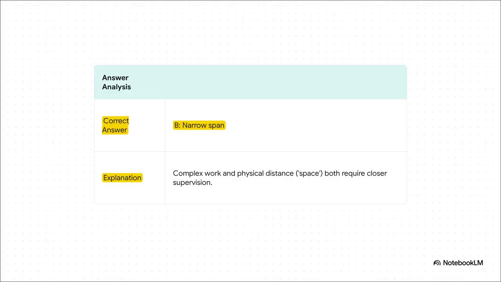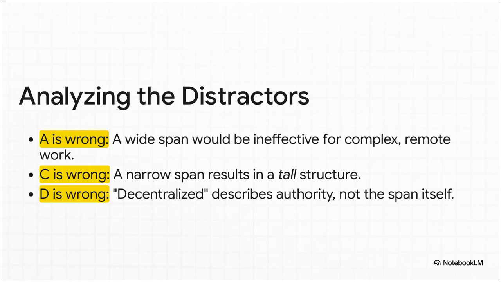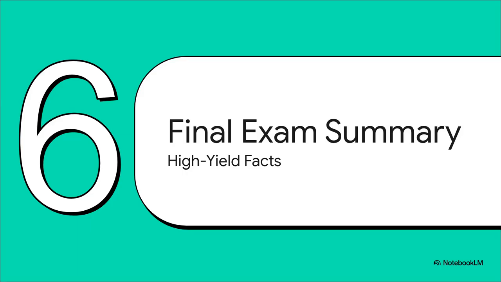And the answer is B, a narrow span. Complex work requires more hands-on guidance from a manager, and it's much harder to supervise people effectively when they're in different cities. Both of these factors strongly push you toward a narrow span of control. Let's quickly analyze why the others are wrong. A wide span here would probably lead to chaos. Option C gets it backwards. A narrow span leads to a tall structure. And D, decentralized. While it's a related management concept, it's not the direct answer to a question about the span of control. Great job on those questions.